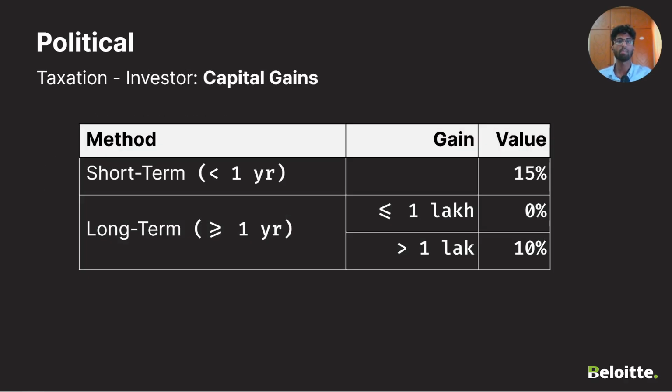Now, regarding capital gains tax that you will incur as an investor, if you invest in the short term, you have a 15% tax regardless of how much gain you make. And in the long term, if your gain is less than or equal to 1 lakh rupees, then you do not have any taxation. However, if you make a long-term gain of more than 1 lakh, then you have a taxation of 10% on your gain.